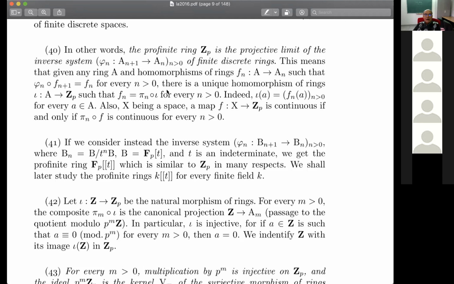And we have to prove the existence of this ι, and you just take ι(a) to be (F_n(a)), that family. That's a compatible family. Why is it compatible? Precisely because these triangles commute. It's a compatible family, and therefore it belongs to Zp, and you can define ι(a) to be this family, and then you've got your ι which has this property. Okay.